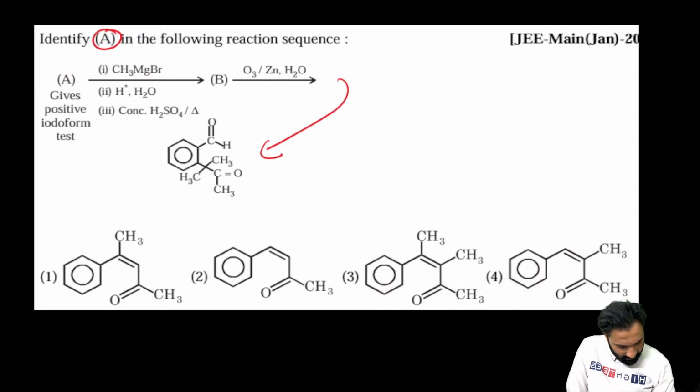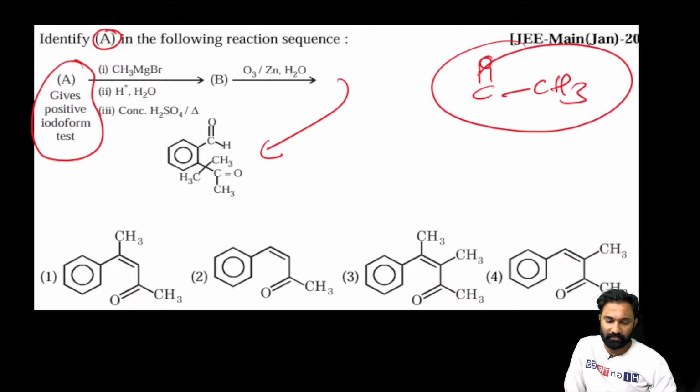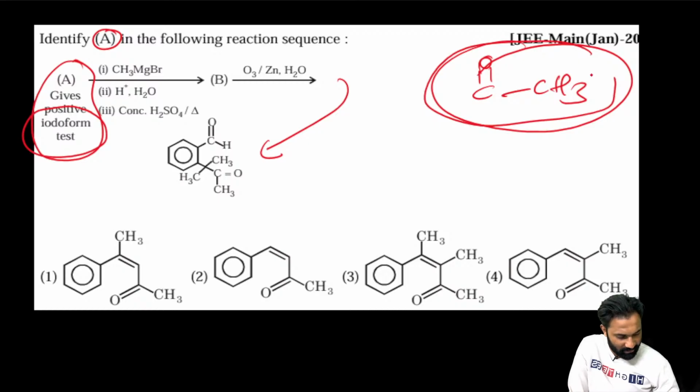He is saying that A will give the positive iodoform test. So my dear friends, you cross check where the C double bond O CH3 group is. He has given the hint. Now, it will give the positive iodoform test means you just cross check where the C double bond O CH3 is there. In all the options, C double bond O CH3 is there. Then you cross check the other options.